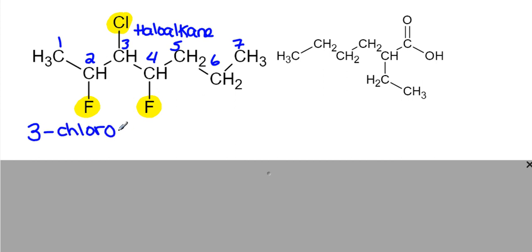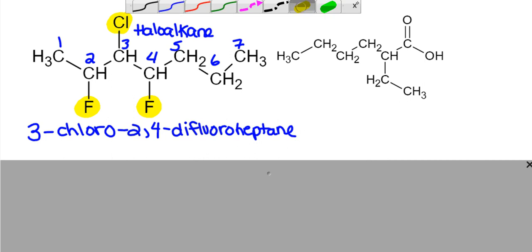chloro. And I have 2 fluorines, so just like when you have multiple groups, the same rules apply. 2 and 4 difluoro. And it's 7 carbons long, so this is heptane. So 3-chloro, 2,4-difluoroheptane. All right, now let's take a look at the next example.